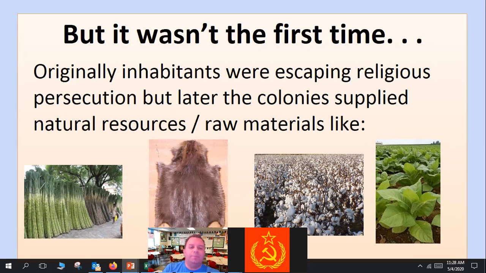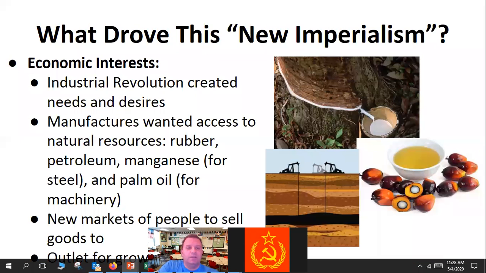Over time, these products are going to change, and you're going to see products like rubber becoming the more profitable ones. This new imperialism in this new era, from 1750 to 1900, leads to a whole new set of desires. Obviously, rubber is a big resource, but it's not the only one. Petroleum, manganese, which is used in steel, palm oil, which gets used to make machinery.